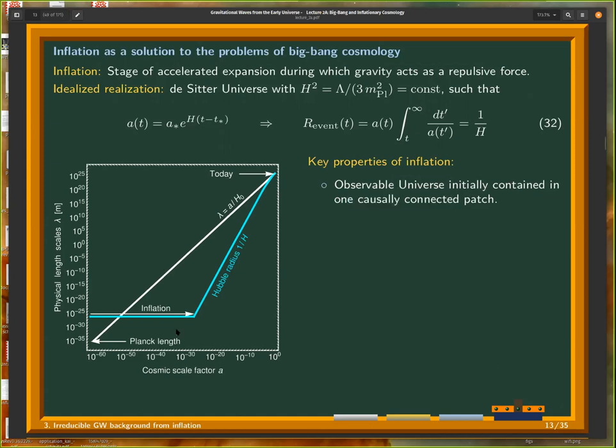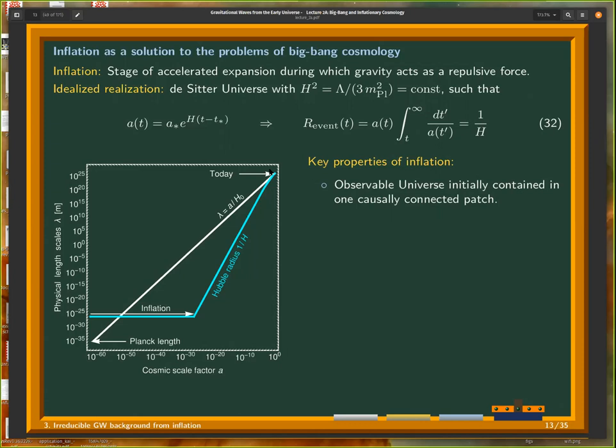You can see this here in this little cartoon, where I show how physical length scales grow as a function of the scale factor. During inflation, the Hubble radius is roughly constant. This is this cyan or blue line here. But physical length scales, like the size of the observable universe, just grow linearly as a function of the scale factor. And then at very early times during inflation, the observable universe will be within a Hubble horizon and can be even as small as a Planck domain. So at these very early times, the observable universe is within a causally connected patch, and also within a Planck domain. And then it inflates and becomes as large as the observable universe today.